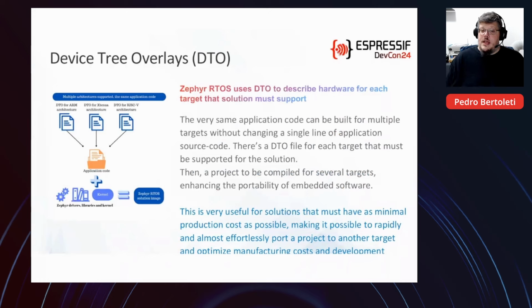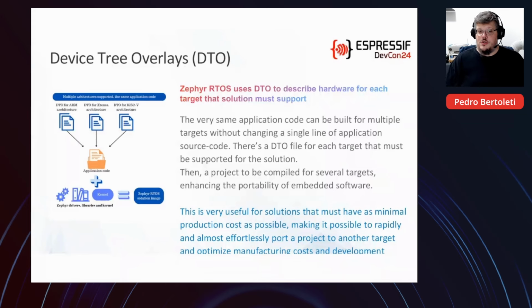Zephyr RTOS uses DTO files to describe hardware for each target that the solution must support. This is a very nice usage of device tree overlays in Zephyr. The very same application code can be built for multiple targets without changing a single line of application source code.